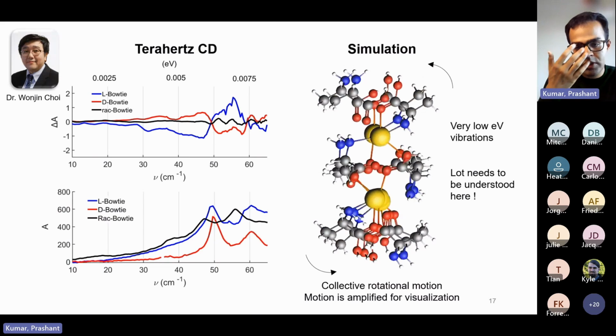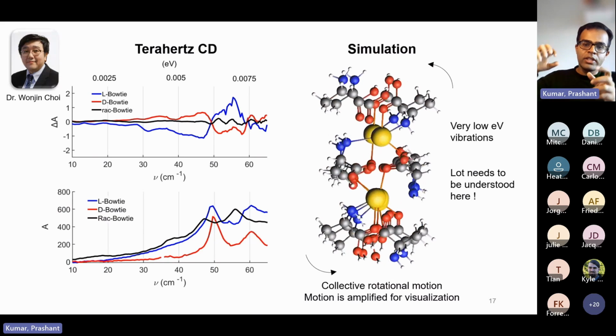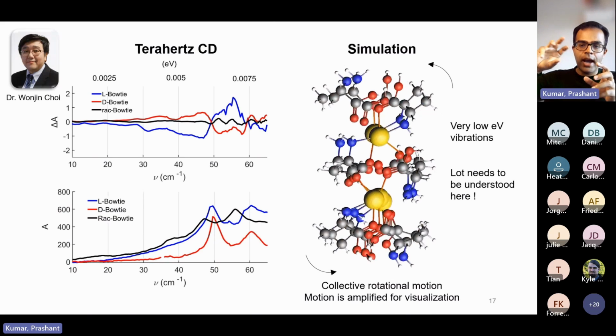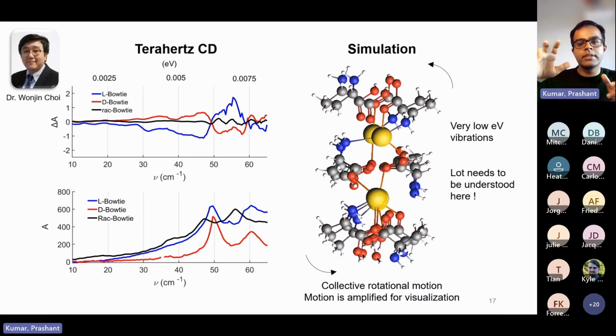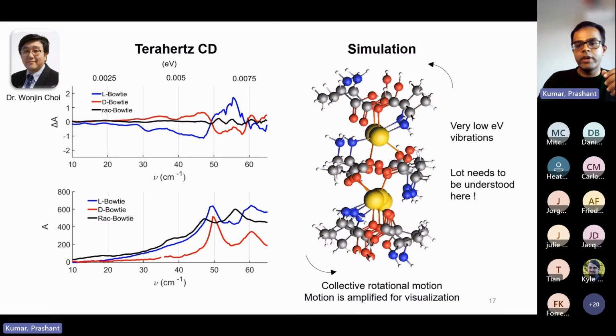So what do those collective vibrations look like? With simulations, we saw that the cadmium atoms act like a hinge, and these molecules, which are chiral, actually rotate about that hinge in a collective way, with a handedness to their vibrations. And one of those collective vibrations is what I'm showing you here.